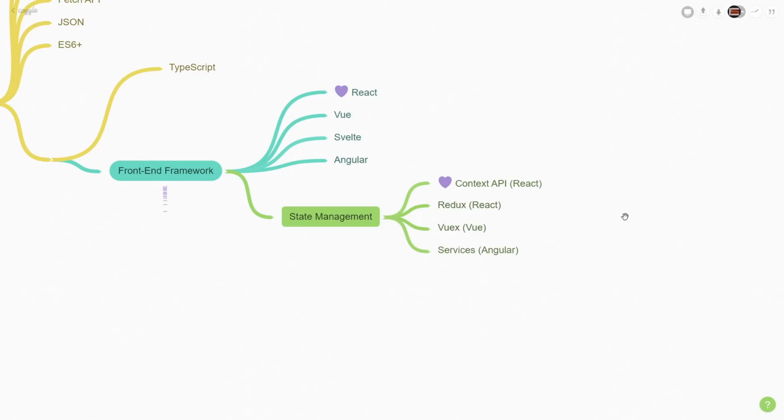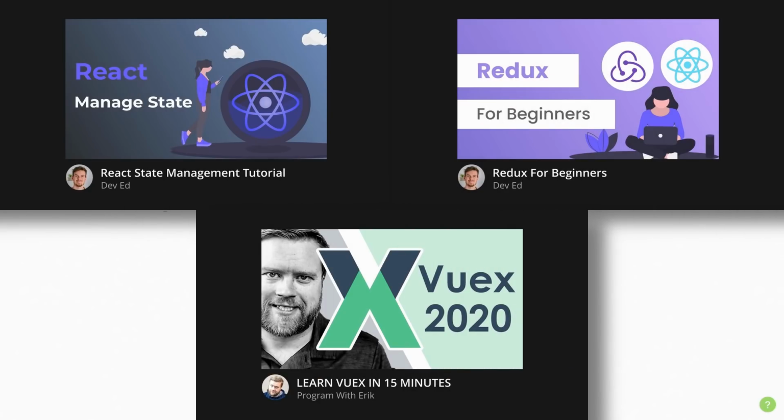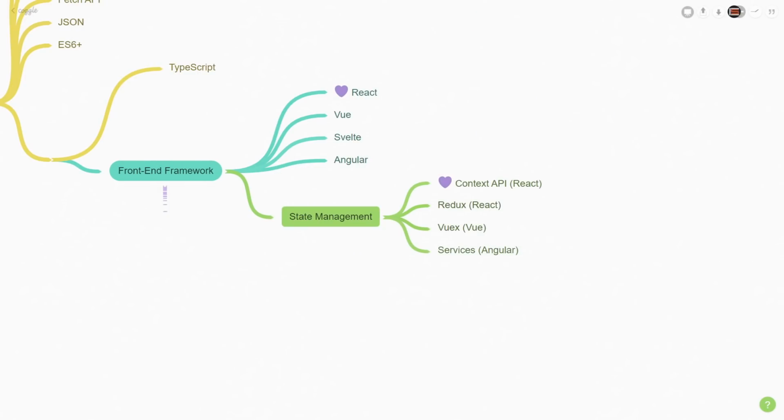So for React, we have the context API with hooks. This is my personal favorite. It's built in. Before this, everyone used Redux, and that's still a great option today. I just think that with the context API and hooks, it's much easier to just use what's included with React. Then we have Vuex for Vue and the built-in services for Angular. And here are some great resources from DevEd and Program with Eric. And again, all of the links to these resources will be in the PDF in the description below.